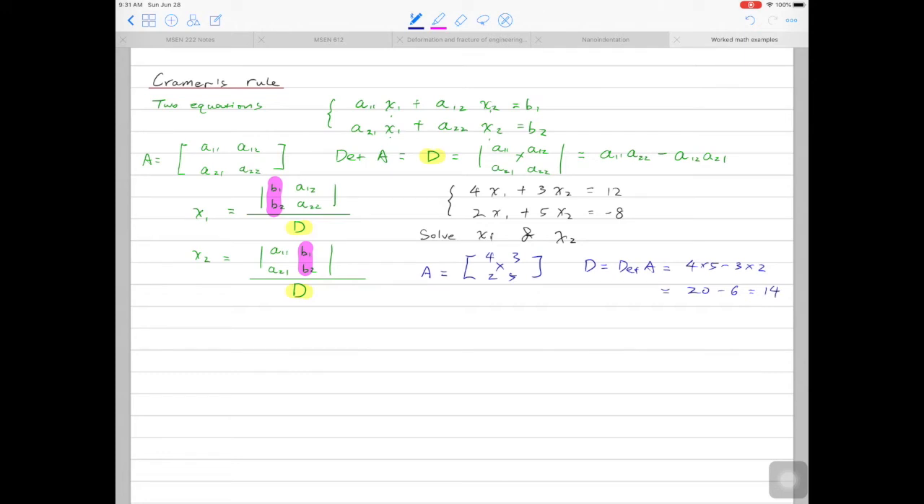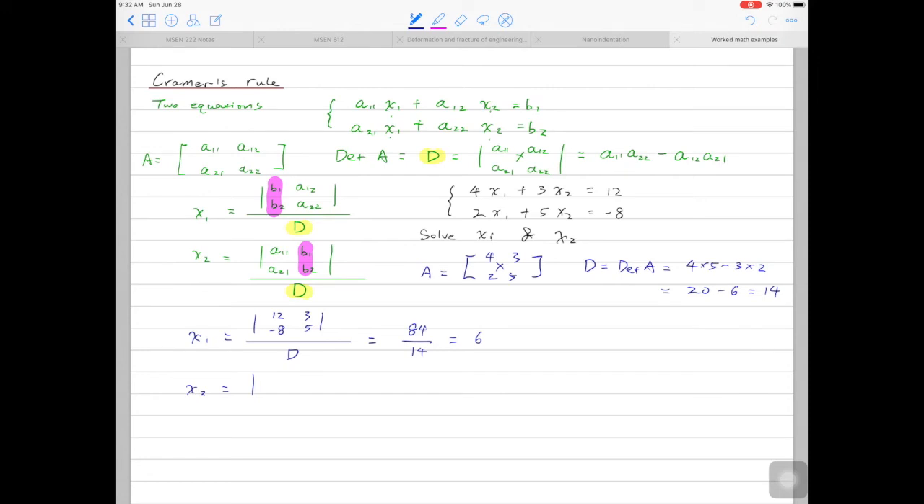Apply Cramer's rule. So x1 will be equal to b1 and b2, if we write that vertically first. These are 12 and minus 8. Then a12 and a22, these are 3 and 5. Then divided by D. If you solve the determinant of the numerator, you will get 84 divided by D, which is 14. That gives you 6.